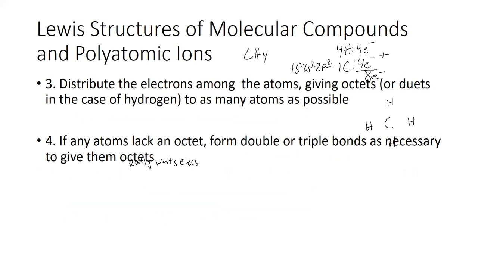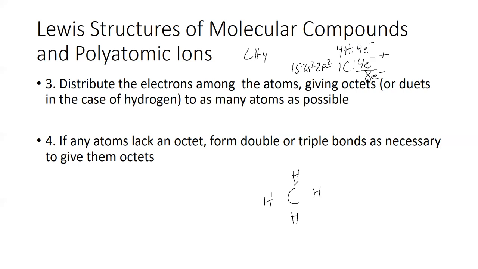Step 3, start giving these electrons out to atoms and do your best to make it an octet. That is to make sure everything has 8 electrons surrounding it, or if it's hydrogen, make sure you only have 2 electrons surrounding it. So let me give out my skeletal structure here. The rule is I have 8 electrons to place, and I need to make sure a hydrogen has 2 electrons and carbon has 8.